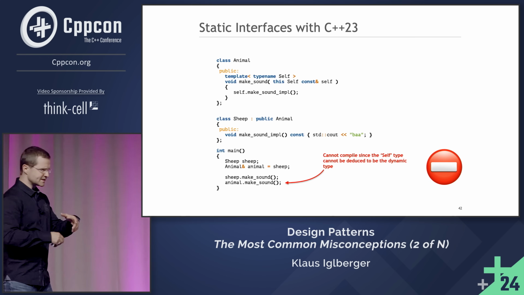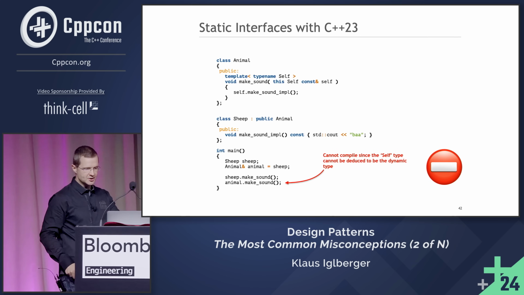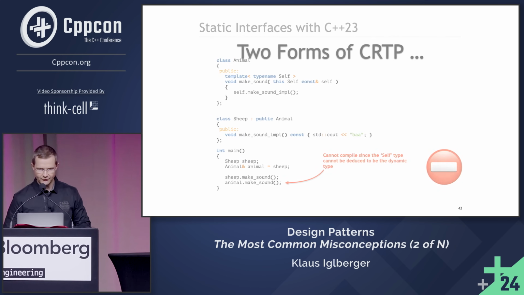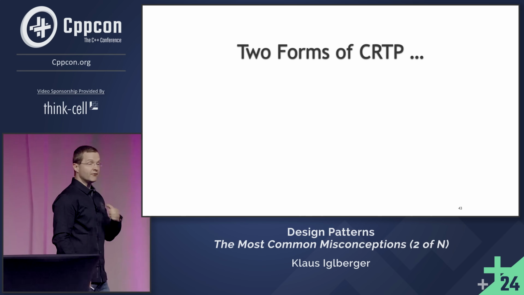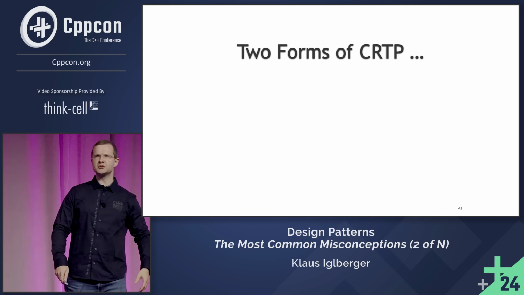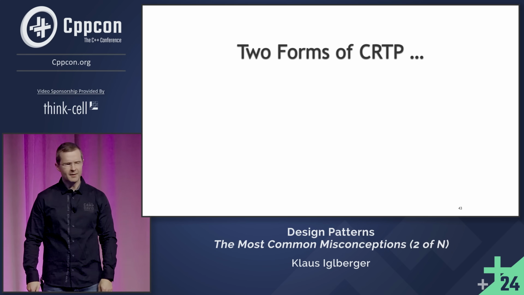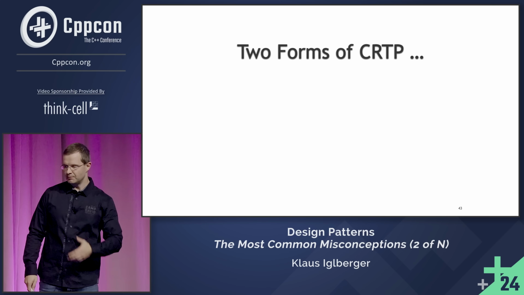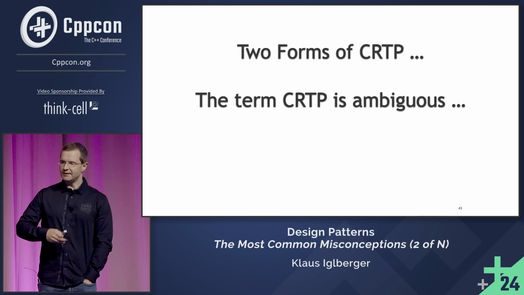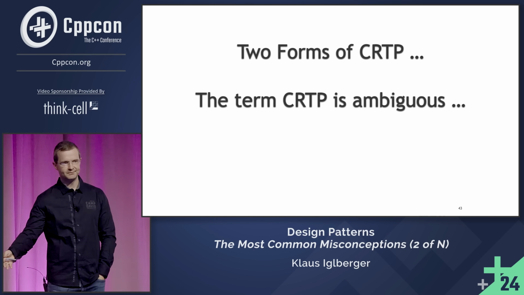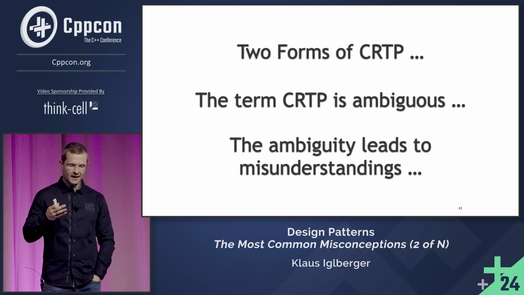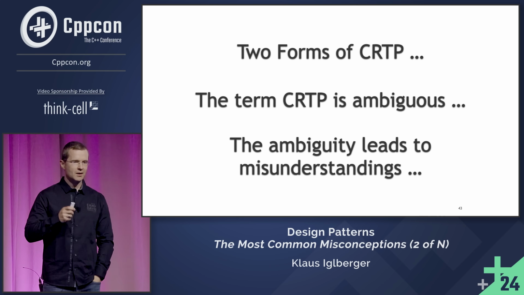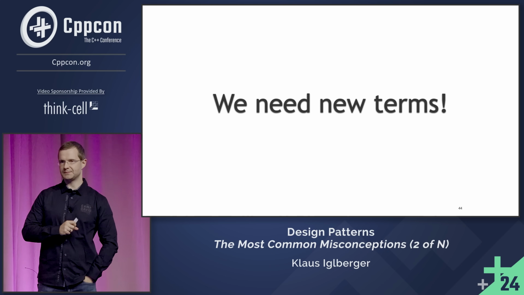But now you see, it's confusing. It is confusing because there are two forms of CRTP. And if I now tell you, I would use CRTP for that, you might actually think about exactly the opposite thing. There's an obvious potential for misunderstanding. The term is ambiguous. And so, obviously, this leads to misunderstandings. We need new terms.